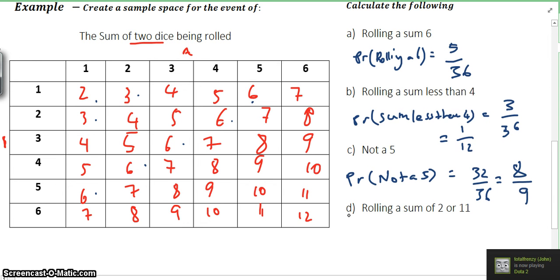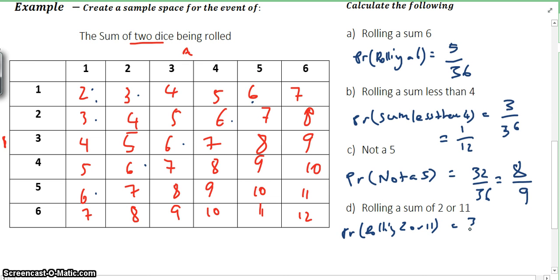So the last question is rolling a sum of 2 or 11. The probability of rolling a 2 or 11, well, what's the probability of rolling a 2? There's 1, and 11. There's 3 options there, so probability of rolling 2 or 11, that's the same as saying 3 over 36, which is the same as saying 1 over 12.